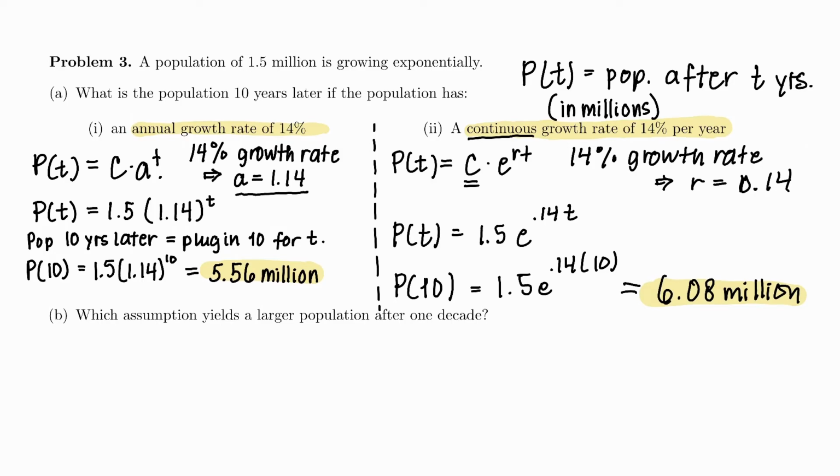Okay, so the second part of the question asks, which assumption yields a larger population after 1 decade? The answer to this is the continuous growth rate. So once we assume continuous growth rate, we get a larger population.